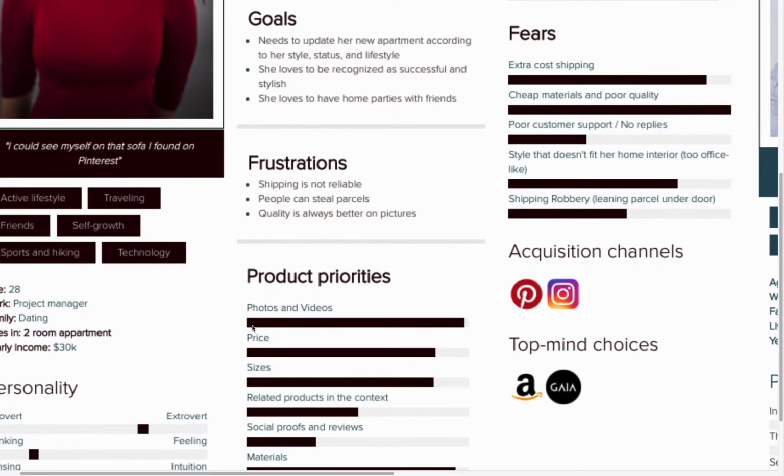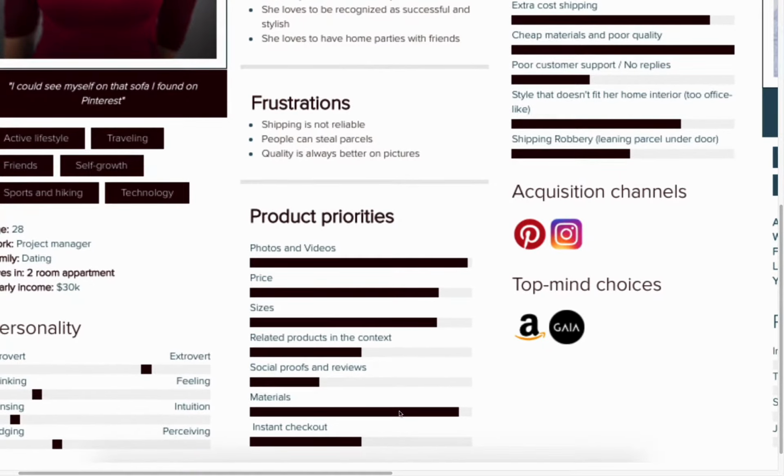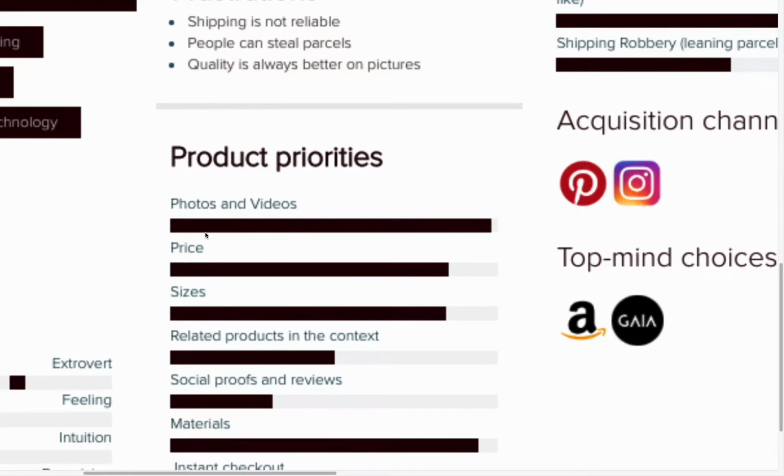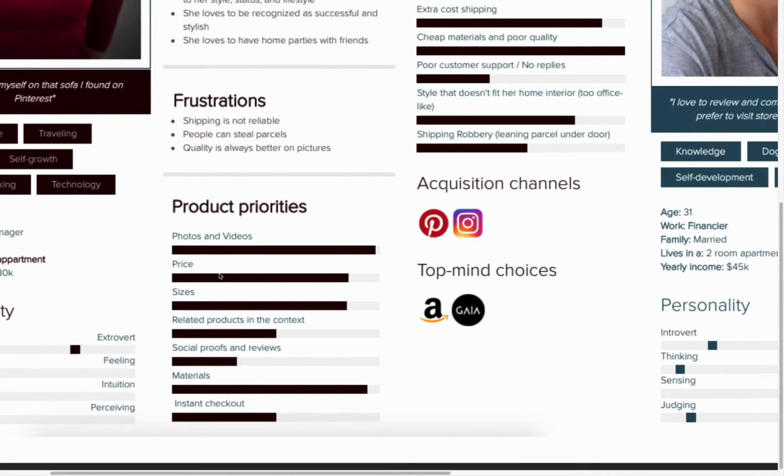Product priorities. So again, as she is an intuitive, inspirational person, she needs to have very, very many visuals. She needs to have videos, pictures, prices, sizes. She needs to make sure that it fits her apartment.